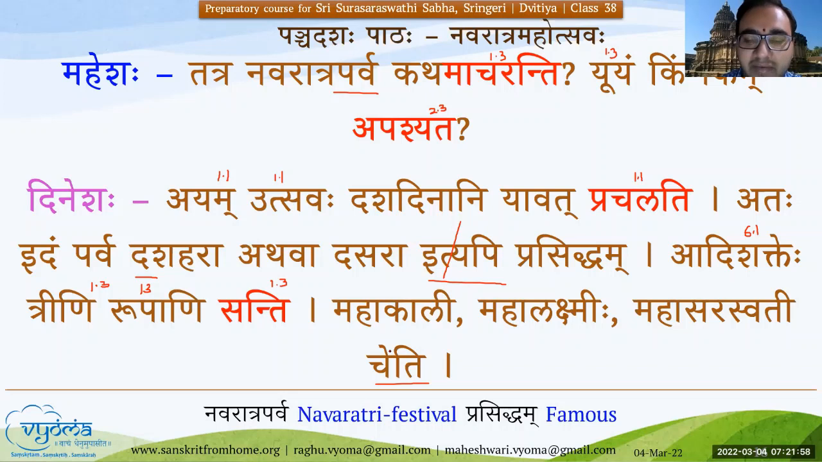Cheti, gunasandhi. Very good. Cha plus iti, cheti, gunasandhi. So these are the three forms of Adishakti: Mahakali, Mahalakshmihi, and Mahasaraswatihi. So we shall see what more he will answer in the next slide. Dhanyavadaha Sitaraman Mahodaya and Krishna Prasad Mahodaya. Dhati Bhagini, please read the next sentences.